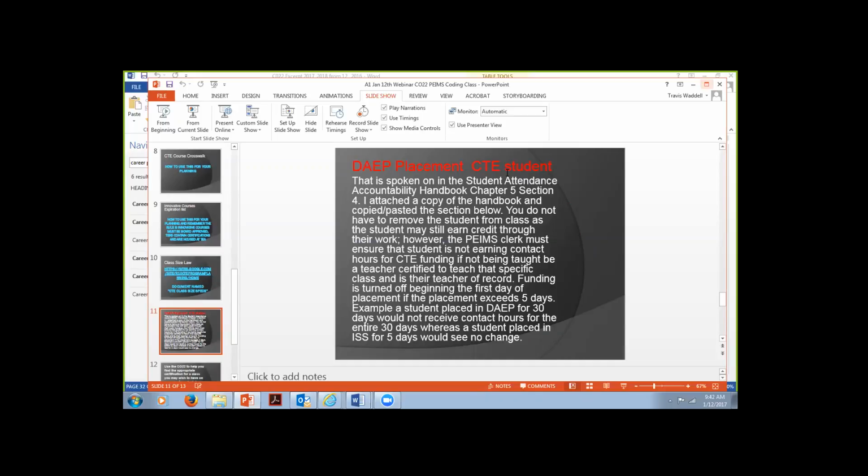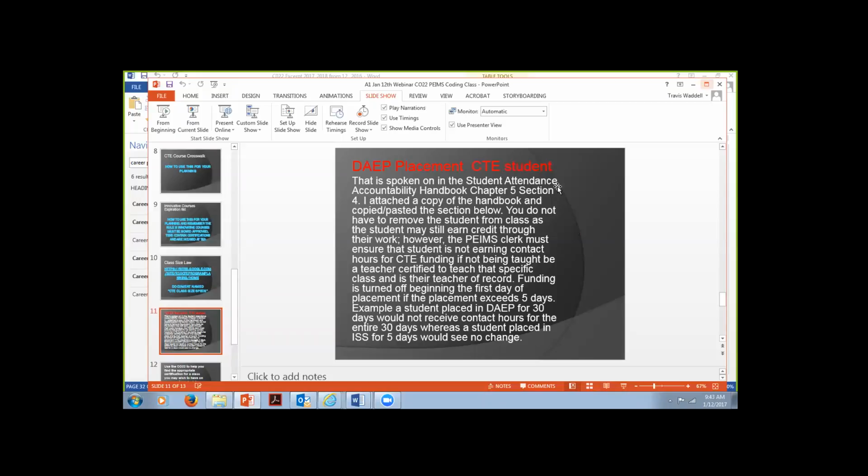DAEP placement for CTE students. That is spoken to in the Student Attendance Accountability Handbook, Chapter 5. Now, in short, you do not have to remove a student from the CTE class if you place them in a DAEP setting, or if you were to hold them in ISS longer than 5 days. However, if you are going to place them in DAEP, then you will not be able to receive funding to include the first 5 days of placement.